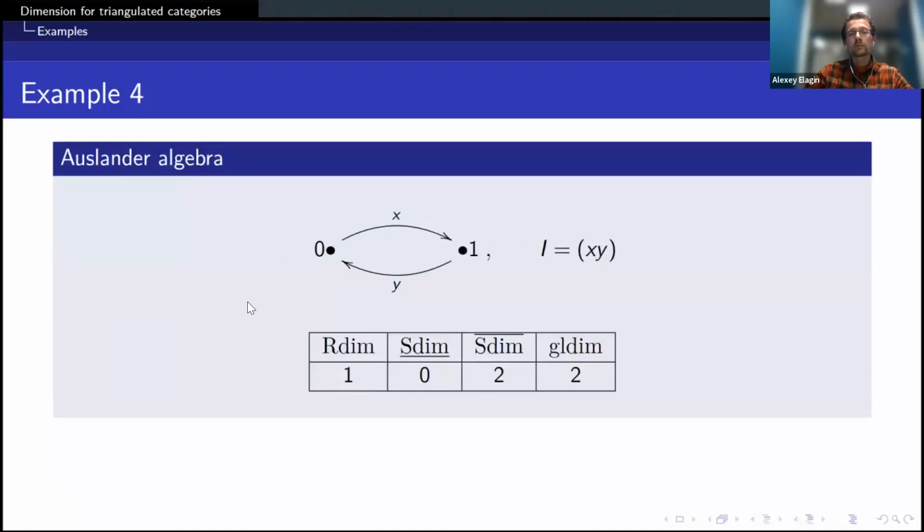Now, a more interesting example: the Auslander algebra of the ring of dual numbers. It's given by a quiver that you can see here, and one relation, y and then x is 0. For such an algebra, one can compute that now the lower and upper Serre dimensions are different. Lower Serre dimension is 0 and upper is 2.